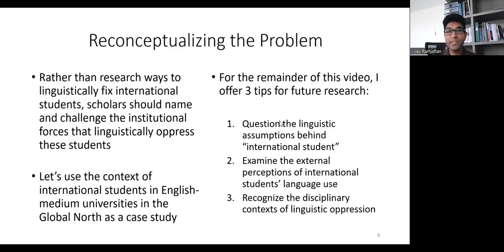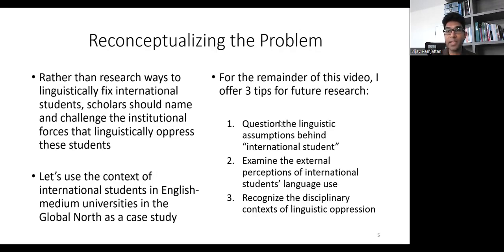So I call for reconceptualizing the problem. What I want to argue is that, rather than research ways to linguistically fix international students, scholars should name and challenge the institutional forces that linguistically oppress these students in the first place. So as a case study to support my argument, I want us to use the context of international students studying in English medium universities located in the global north.